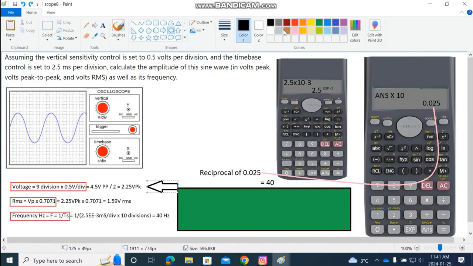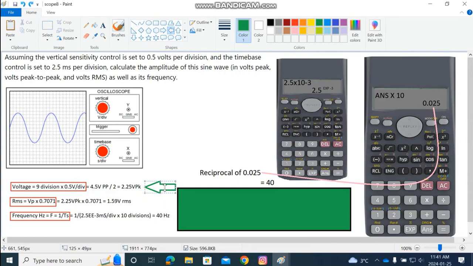So if we look at this, we've got voltage. We look at the divisions. How many divisions do we have? 1, 2, 3, 4, 5, 6, 7, 8, and 9. We have 9 divisions. Each division is set for 0.5 volts per division. So 9 divisions times 0.5 is 4.5 volts peak to peak. I want to get to peak voltage, which means I'm going to divide by 2. So I have 2.25 volts peak.